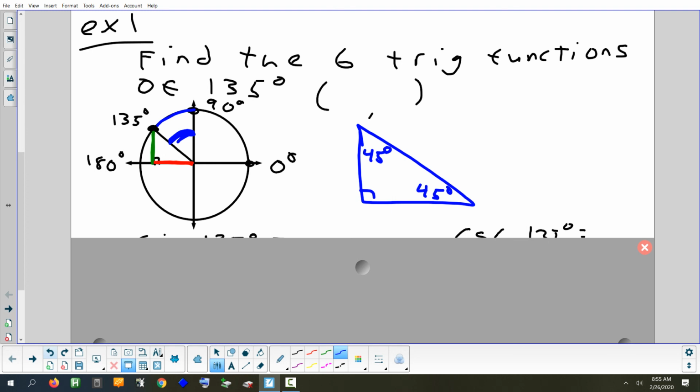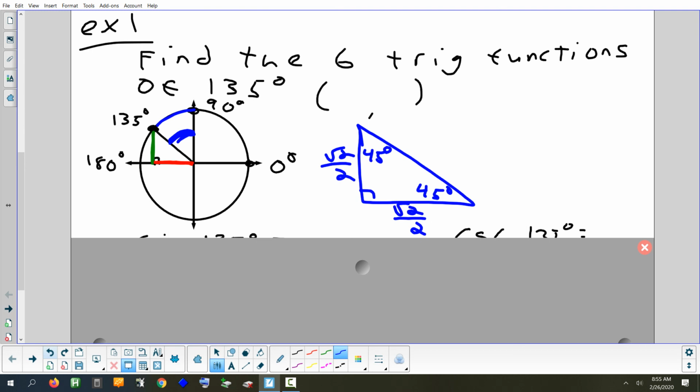Okay, how long is each side in the 45, 45, 90? They're both what number? Yeah, go ahead, Jay. They're both square root of 2 over 2. This side is root 2 over 2. This side is root 2 over 2. But you have to be careful when you write your coordinate because you're in quadrant 2.